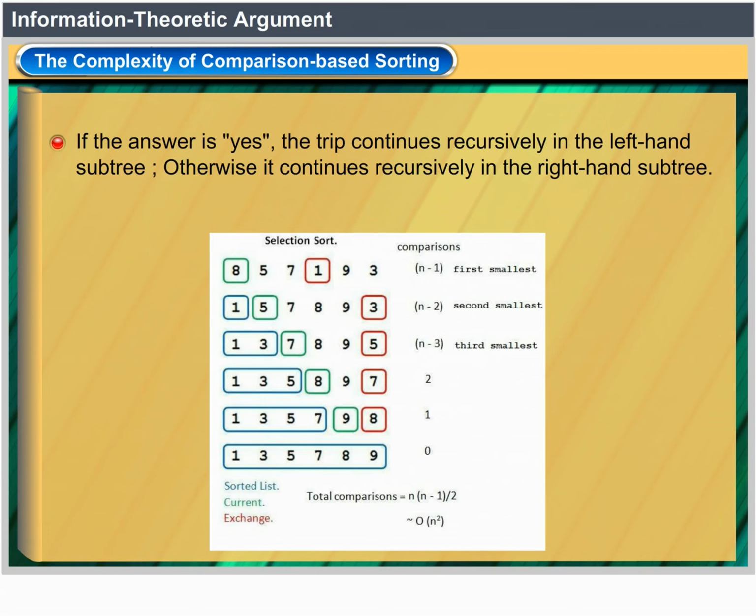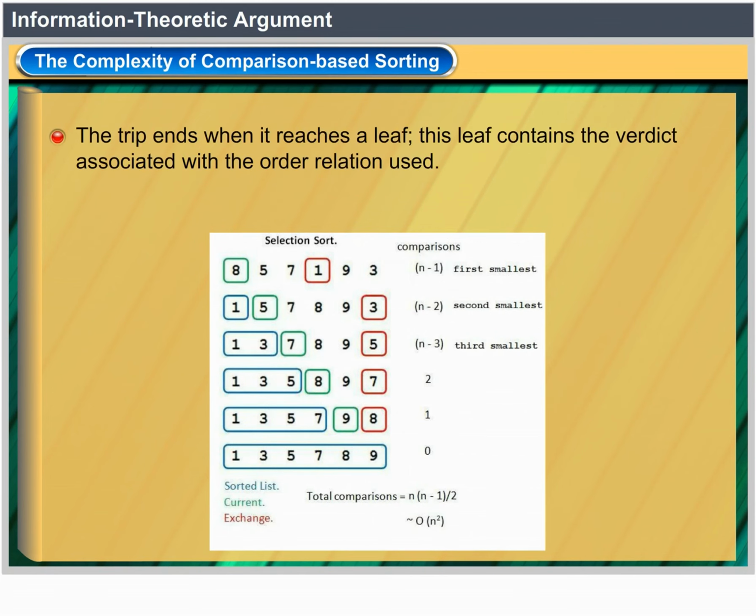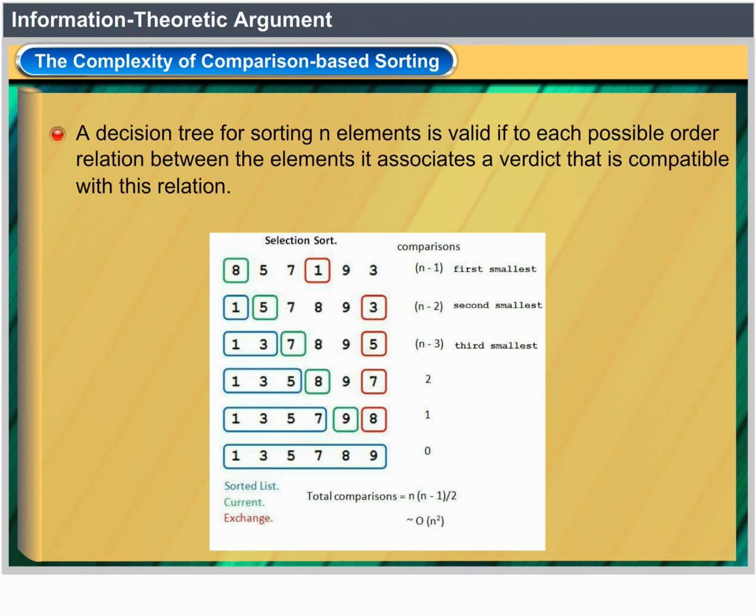Otherwise, it continues recursively in the right-hand subtree. The trip ends when it reaches a leaf. This leaf contains the verdict associated with the order relation used. A decision tree for sorting n elements is valid if to each possible order relation between the elements, it associates a verdict that is compatible with this relation.